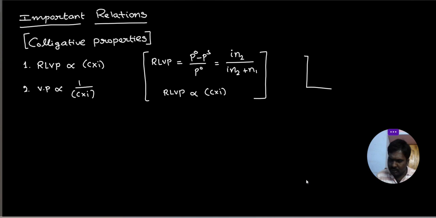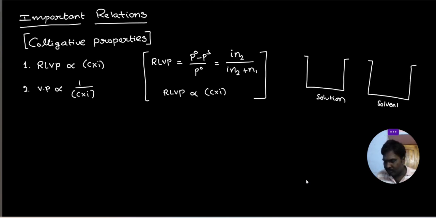This is the solution, and this is the solvent. Which vapor pressure is greater? Solvent vapor pressure is greater. Vapor pressure of solvent is greater than vapor pressure of solution. Reason: pure solvent vapor pressure is always greater than solution vapor pressure.